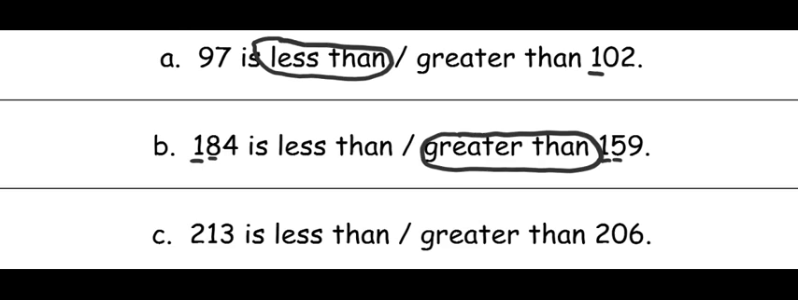And in problem C, I have the number 213 and the number 206. So if I start with my hundreds place, they both have 2 in their hundreds place. The first number has 1 ten. The second number has 0 tens. So since the first number has 1 ten, it's going to be the larger number. So 213 is greater than 206.